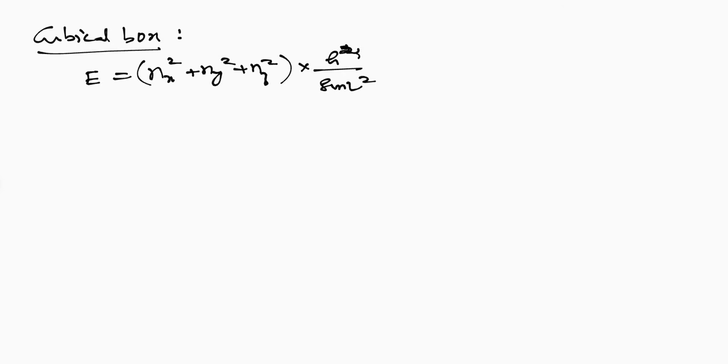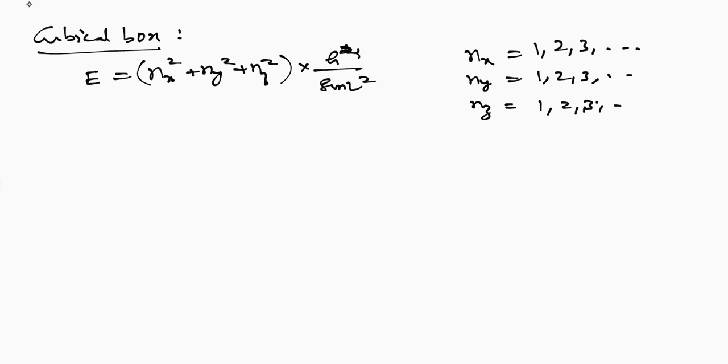Now, listen here, what are the possible values of these quantum numbers? You know very well, the boundary condition decides these values. So the possible values are 1, 2, 3, 4, etc. So nx, ny and nz take only integer values, 1, 2, 3, 4, etc. They never take fractions or 0 or negative numbers. The quantum numbers are always positive in this case, and they start from 1, then 2, 3, 4. These are the possible values of the quantum numbers. If you take the least values of the quantum numbers, you will get the ground state energy. So what is the ground state energy for the particle?